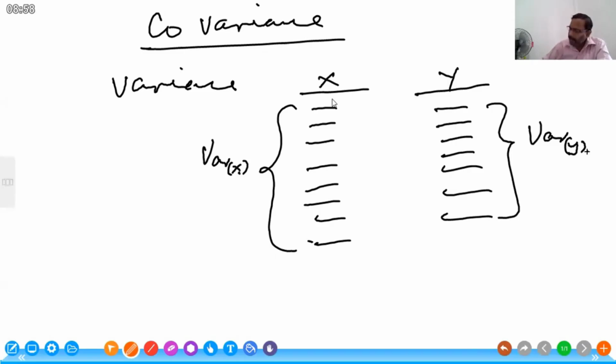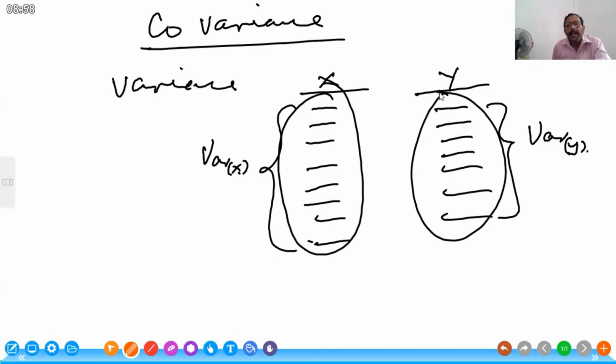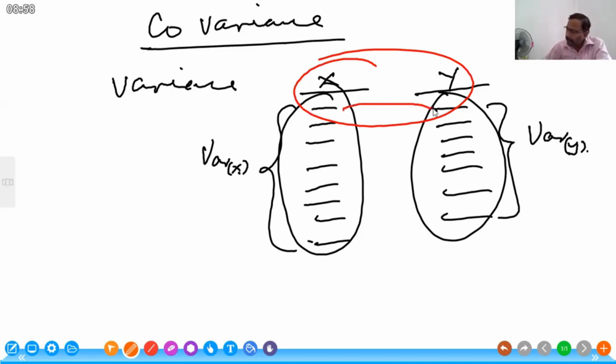So if I calculate the variance of x separately and the variance of y separately, they are called variance x and variance y respectively. Now what I'm going to do is calculate the variance of these two, for example, by multiplying this x and y.